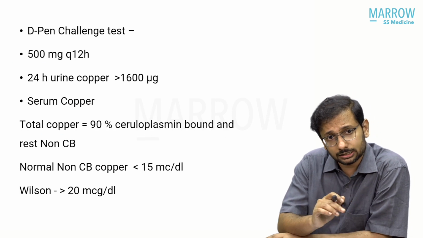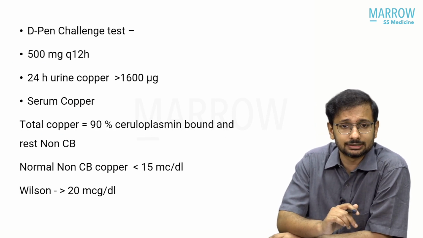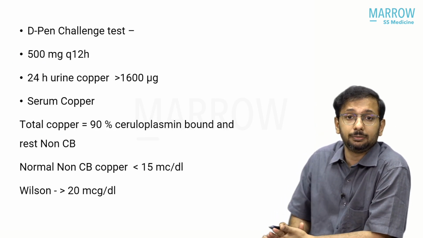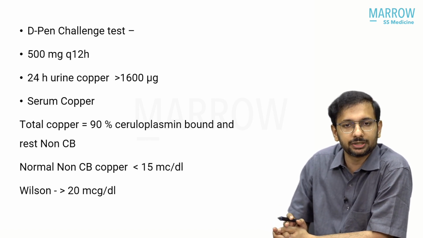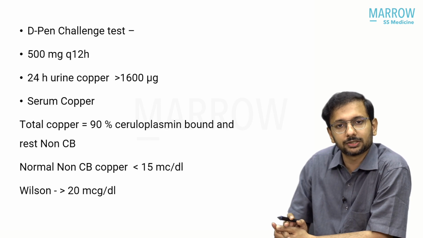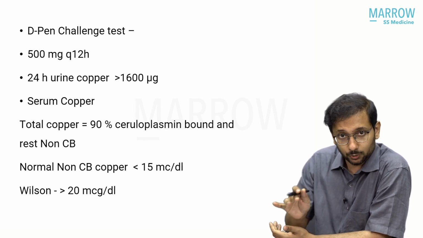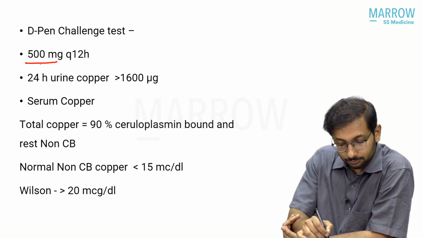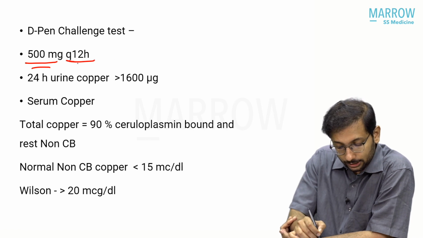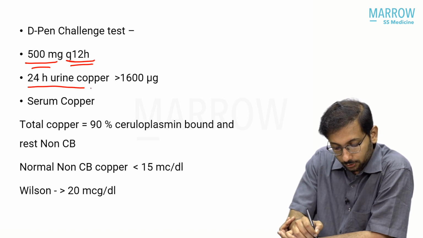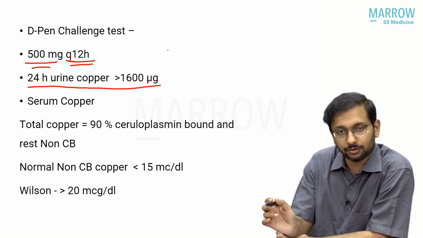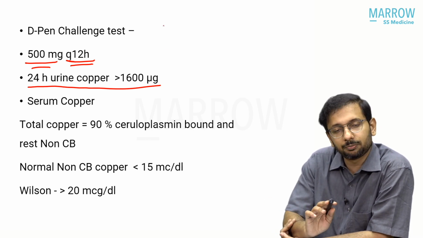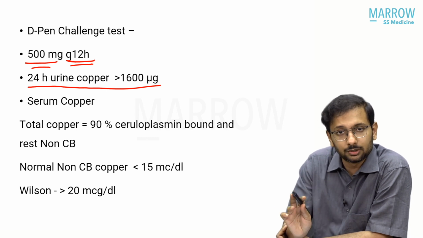Coming to another one, it is called the D-penicillamine challenge test. It was supposed to be a very important test previously, probably a decade back, but now it has completely gone out of vogue with respect to diagnosis of Wilson disease. What you had to do was take 500 milligrams of D-penicillamine 2 times and then do a 24-hour urine copper. If it is more than 1600 micrograms per day, you have Wilson disease. But now it is completely out of vogue for diagnosis of Wilson disease.